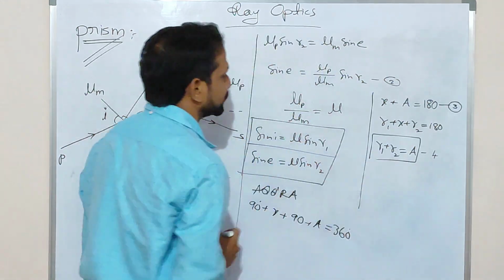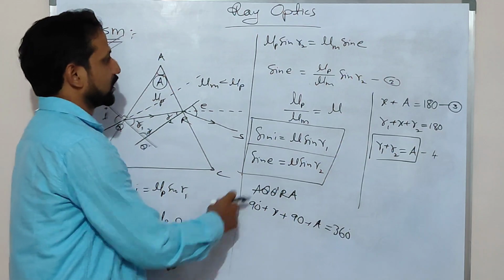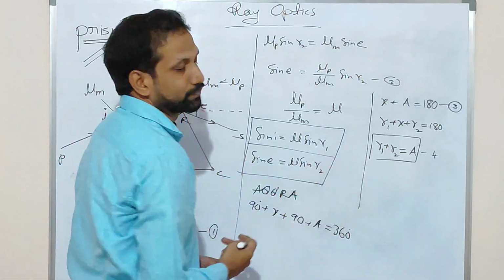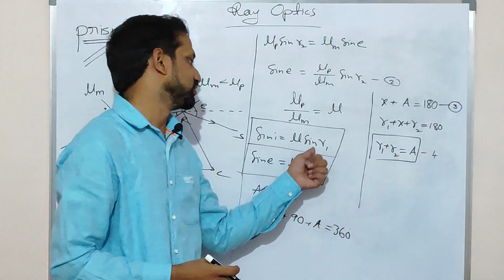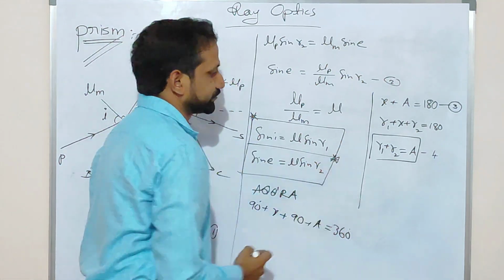It's very important. Okay, so instead of having 1 and 2, 3 and 4, mostly we will use these only. So these are important equations we can use.